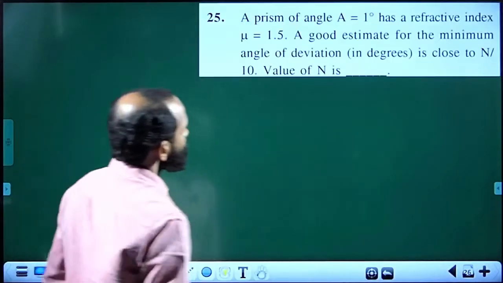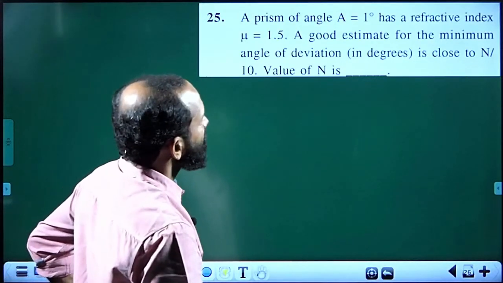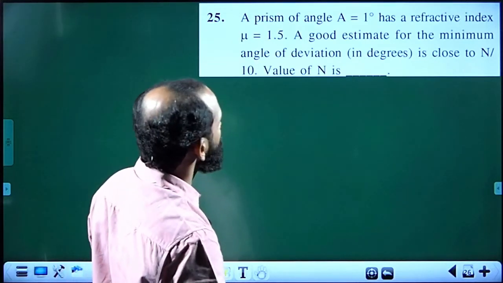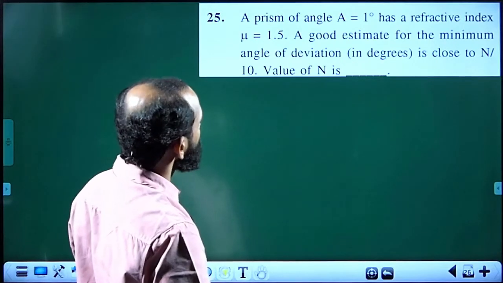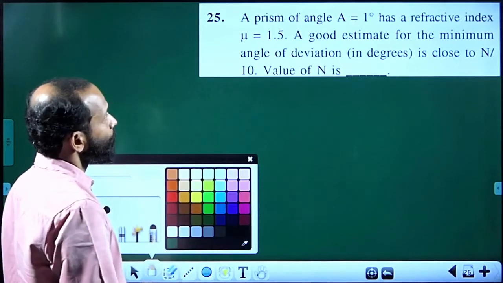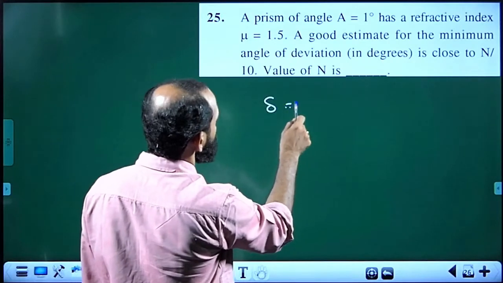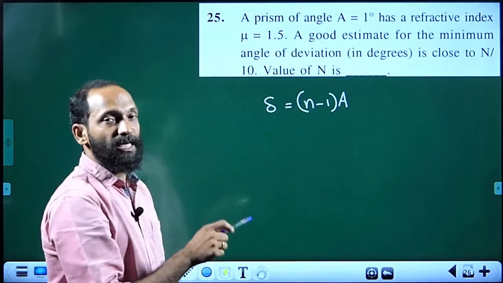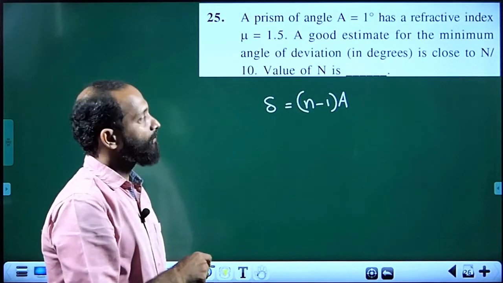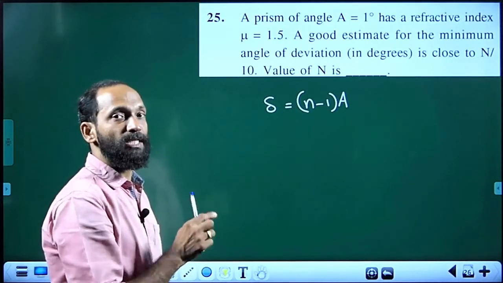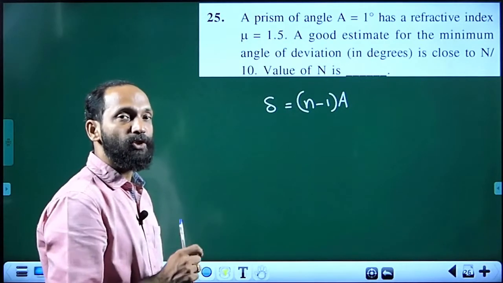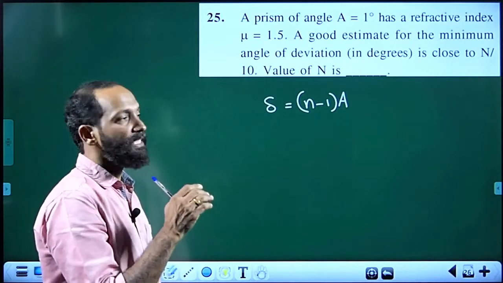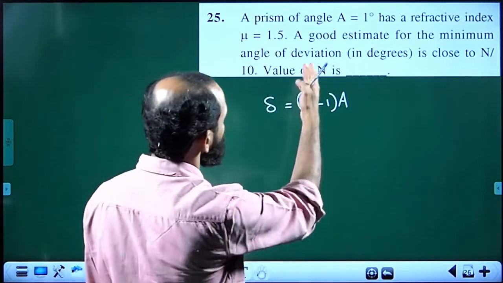Next one. A prism of angle 1 degree has a refractive index of 1.5. A good estimate for the minimum angle of deviation is close to n by 10. Value of n is. We know for a thin prism, angle of deviation is equal to n minus 1 into A, where A is the angle of the prism and n is the refractive index, only used for thin prism and is known as thin prism formula. Thin prisms are those prisms having very small angles of prisms, say 2 degree, 3 degree, 4 degree, 5 degree, like that. Here it has only 1 degree.